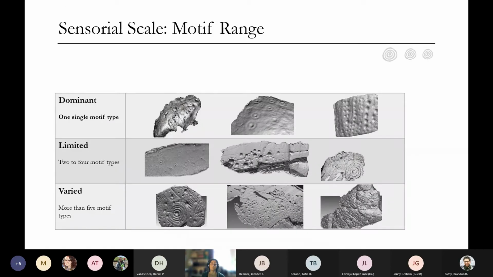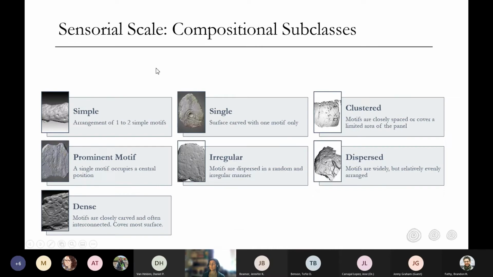In terms of the motif range, what I was looking at here was the frequency of different motifs depicted in each panel. So whether a rock had one dominant motif, or if there were 2 to 4 different types of motifs carved, or more than that. And essentially, Atlantic art is really quite monothematic.